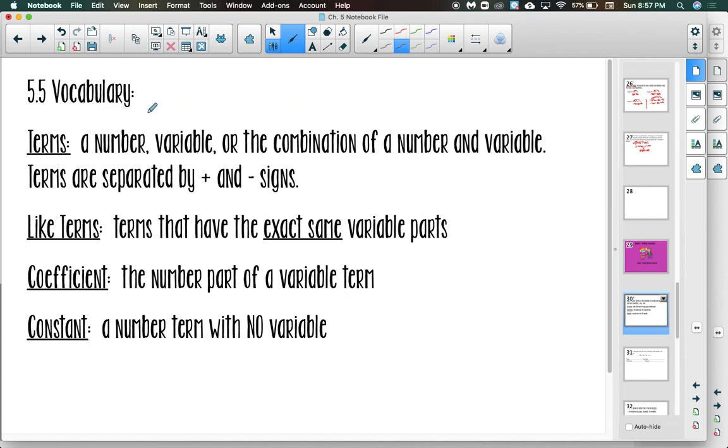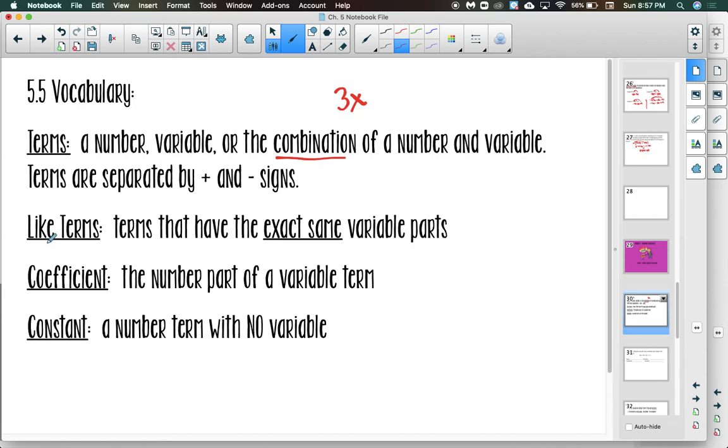Our first word is term or terms. A term is a number, a variable, or the combination of a number and a variable. That combination would look like this, 3x or 5y. Terms are separated by our plus and minus signs. So that's how we can find them in an algebraic expression. Kind of use those plus signs and minus signs to break the problem into terms.